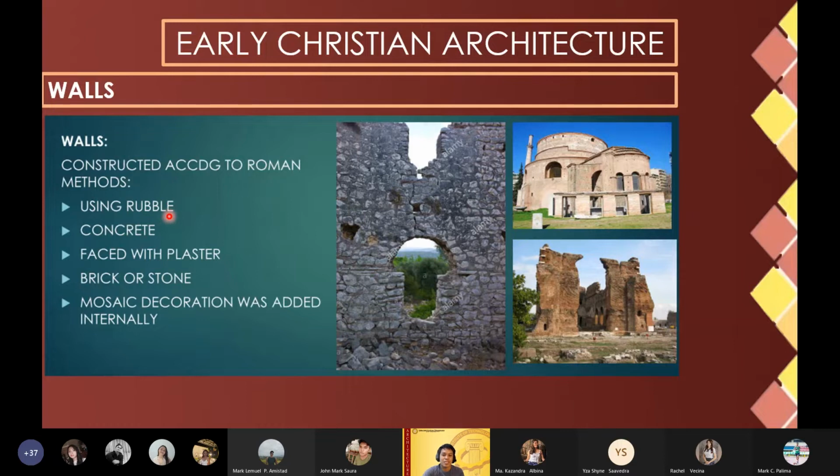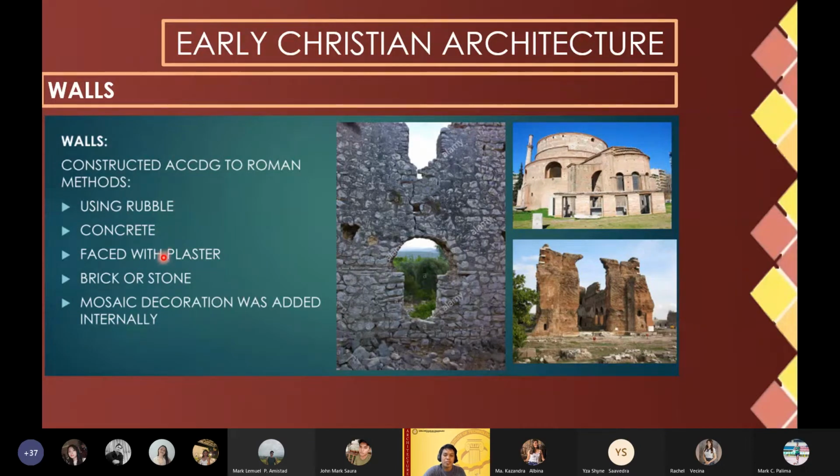into a building. So it's like they recycled materials from old or dilapidated Roman buildings. And they also use concrete, since concrete was invented during Roman architecture. They also used concrete, but mostly rubble, or they mixed it. Rubble, and then to strengthen it, they use concrete.